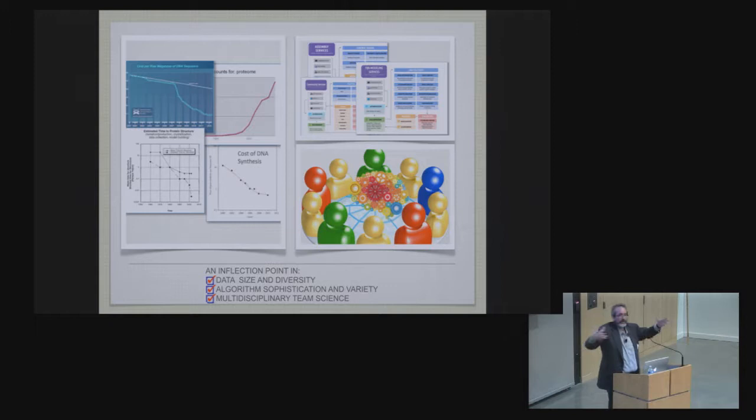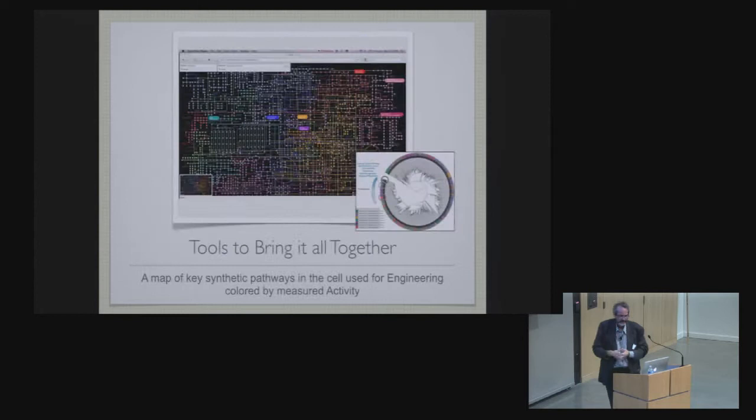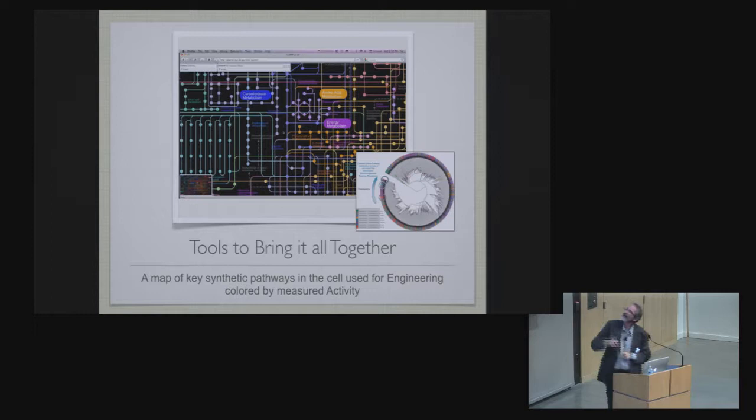And I can begin to operate on this data in ways you couldn't operate before. So these things are changing how we do things. And we have tools that bring them all together. And this is just an example of one of the tools that we use, which is a metabolic network viewer. And every little dot's a metabolite, and every little bar is a reaction.